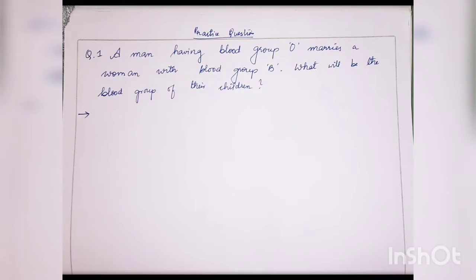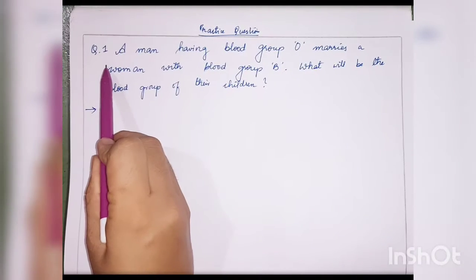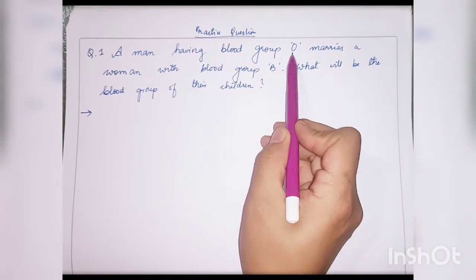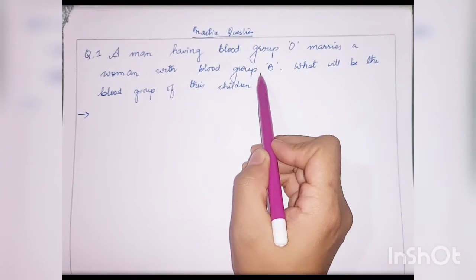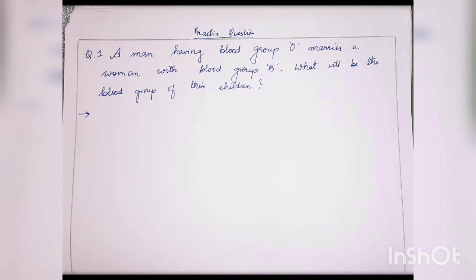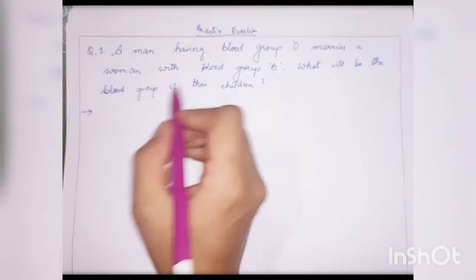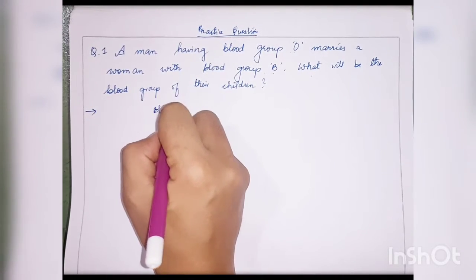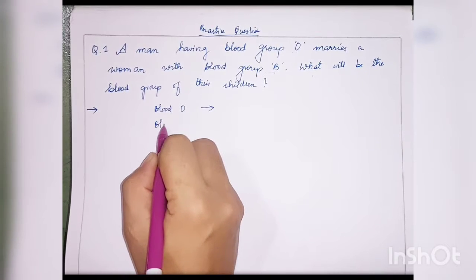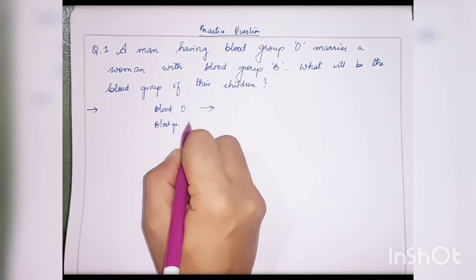Here we are going to do a practice question. A man having blood group O marries a woman with blood group B. So what will be the blood group of their children? Here the man's blood group is O, and the woman's blood group is B.